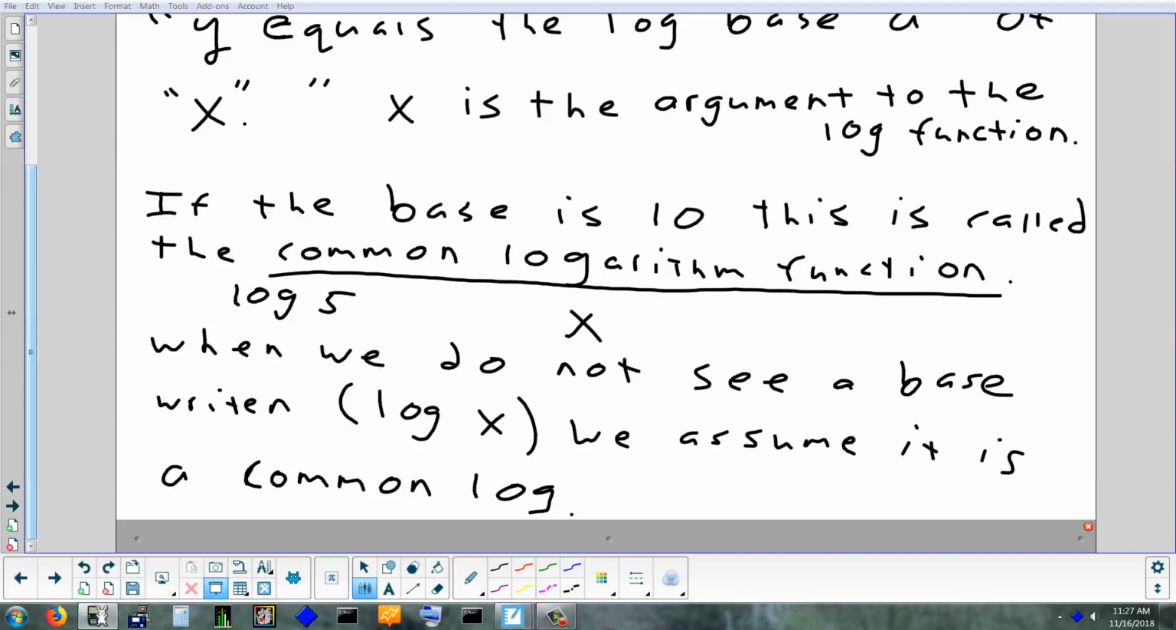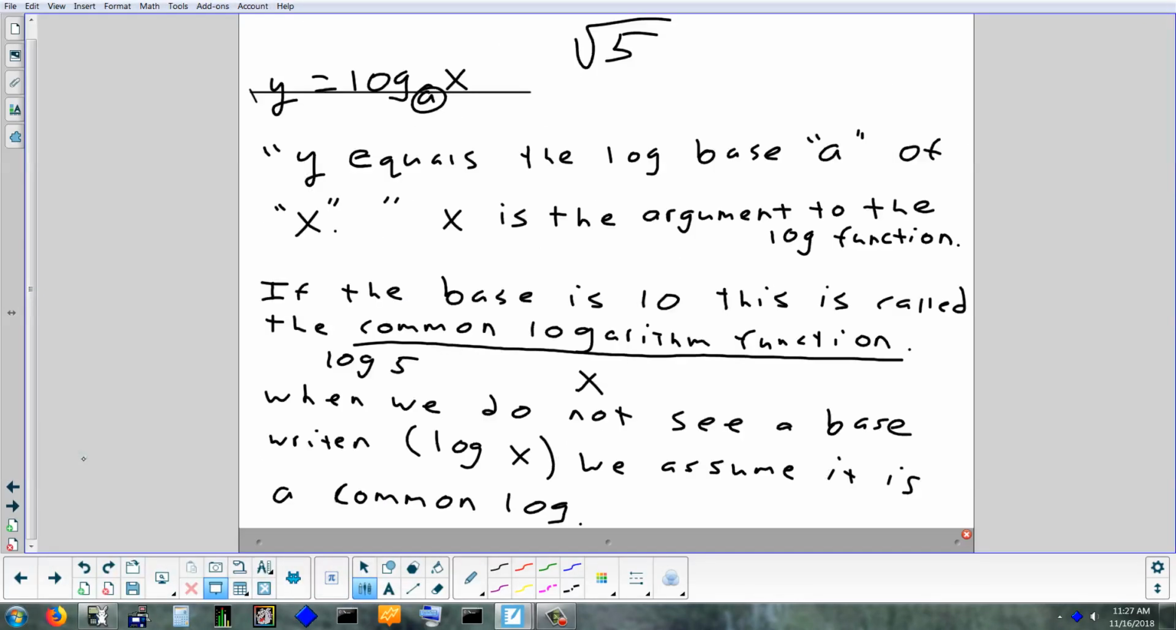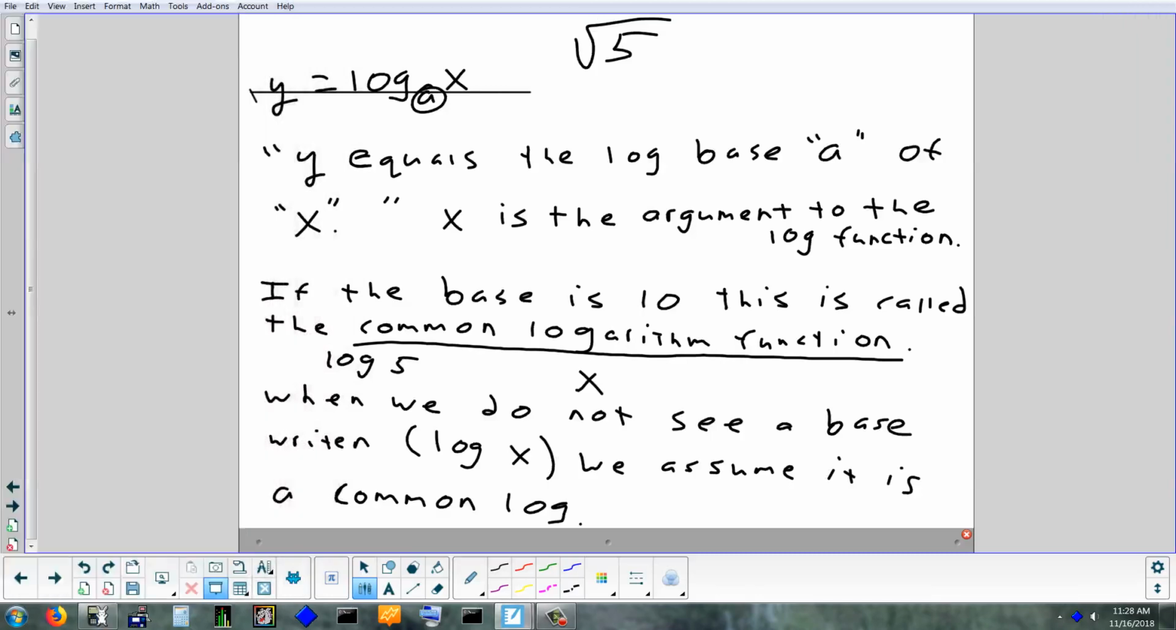If I go on the calculator, the log button is on the left-hand side, right below the x squared button. If I type in log of 5, the calculator didn't put a base. It gave me some number as an answer. It assumed base 10. Any questions on that? So if the base is 10, it's called a common log.